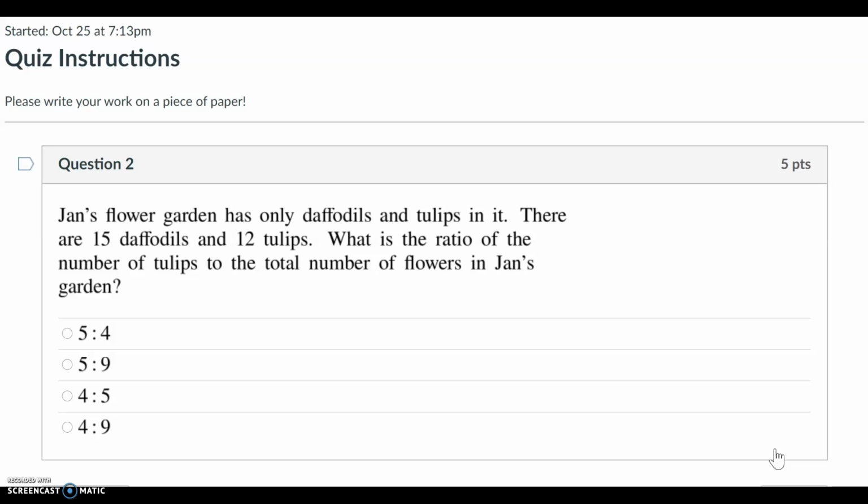Question 2. Jan's flower garden has only daffodils and tulips in it. There are 15 daffodils and 12 tulips. What is the ratio of the number of tulips to the total number of flowers in Jan's garden? 5 to 4, 5 to 9, 4 to 5, 4 to 9.